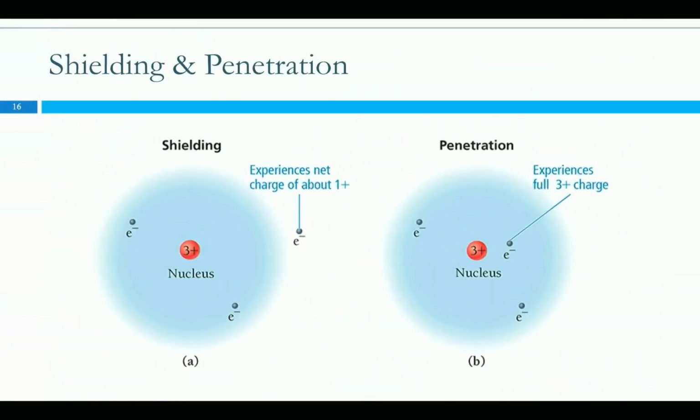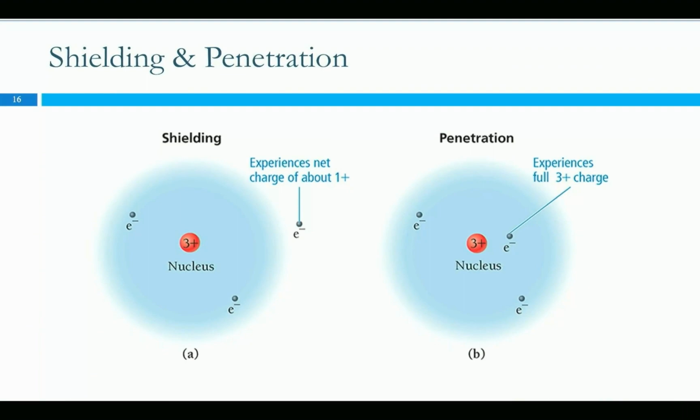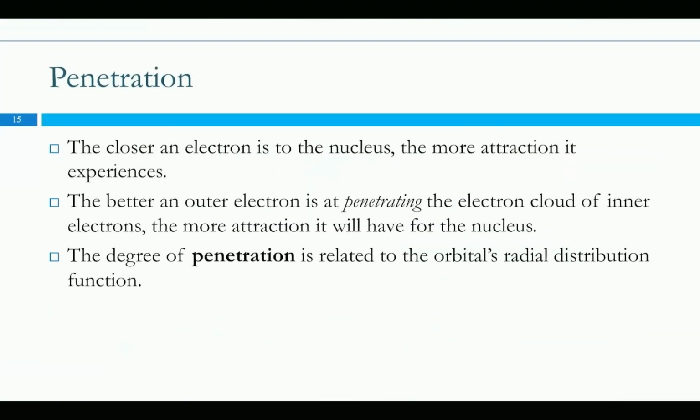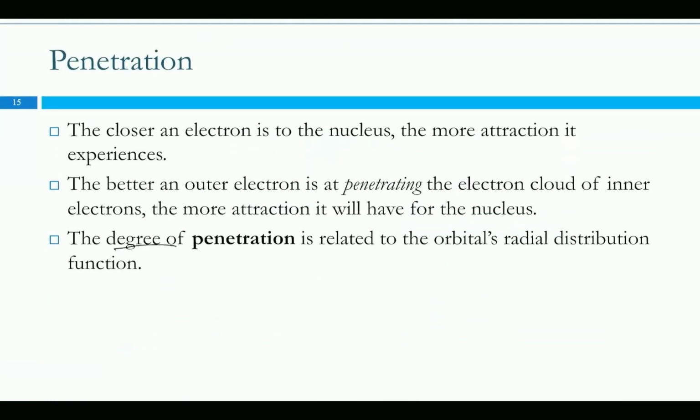So the closer it is to the nucleus, the higher the penetration. The closer it can get from an outer orbital, the higher the penetrating power. The 4s has a high degree of penetration. There's a higher probability that it could be closer to the nucleus.